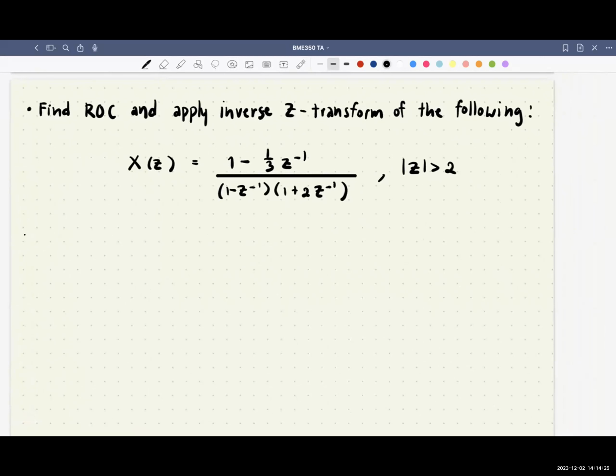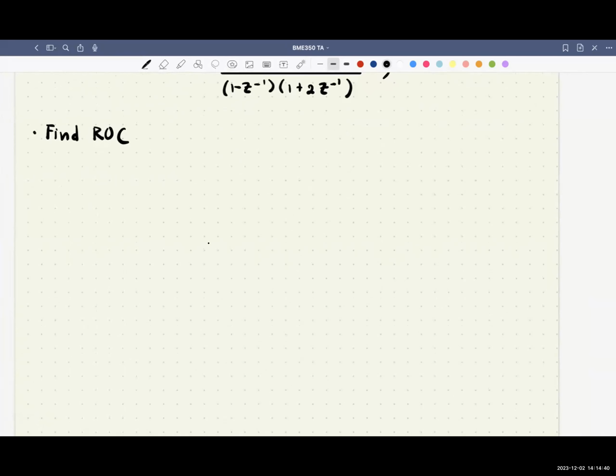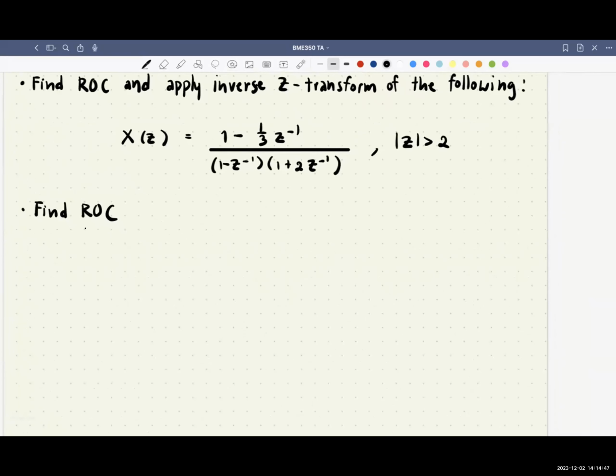All right, first things first, let's try to find the ROC. Do you remember what we need to find? For the ROC, we just need to find our poles, right? So we don't care about zeros, we just care about poles. Looking at this equation, audience in the room, what would be my poles here? What would make my denominator zero? What are my poles? Yes, 1 and -1/2.